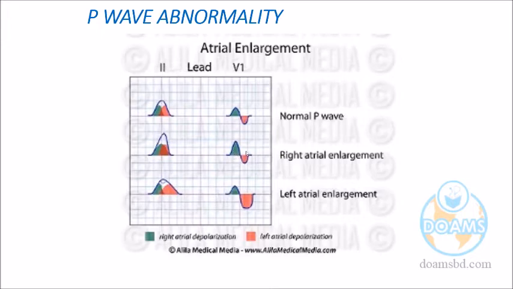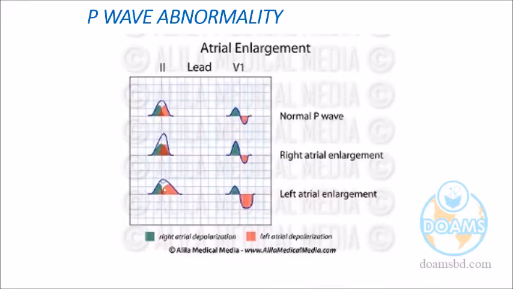We have to compare the red color and the blue color. You see, this is a normal size. If the green color, rather than the blue, is bigger than the red color, it indicates right atrial enlargement. ECG is sometimes not clear. So if we are confused in identifying in lead 2, then we have to go to the chest lead 1.